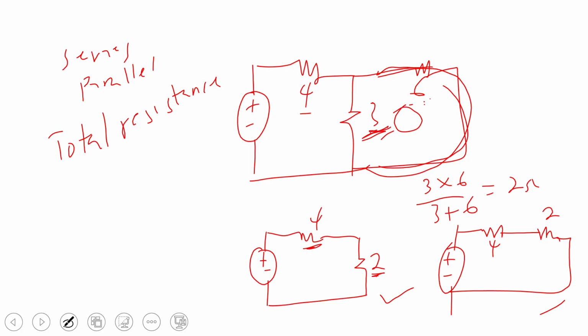So realize that when I put these 3 and 6 together and I got 2, then later I realize that 2 and 4 are in series. So it means that the total resistance is 4 plus 2 because they are in series, and I get 6. So this is just the basic way to find total resistance within a circuit. First, you need to identify which ones are in series. Second, you need to identify which ones are in parallel. And you go step by step like that and put all the resistors together, and you'll be able to know your total resistance.